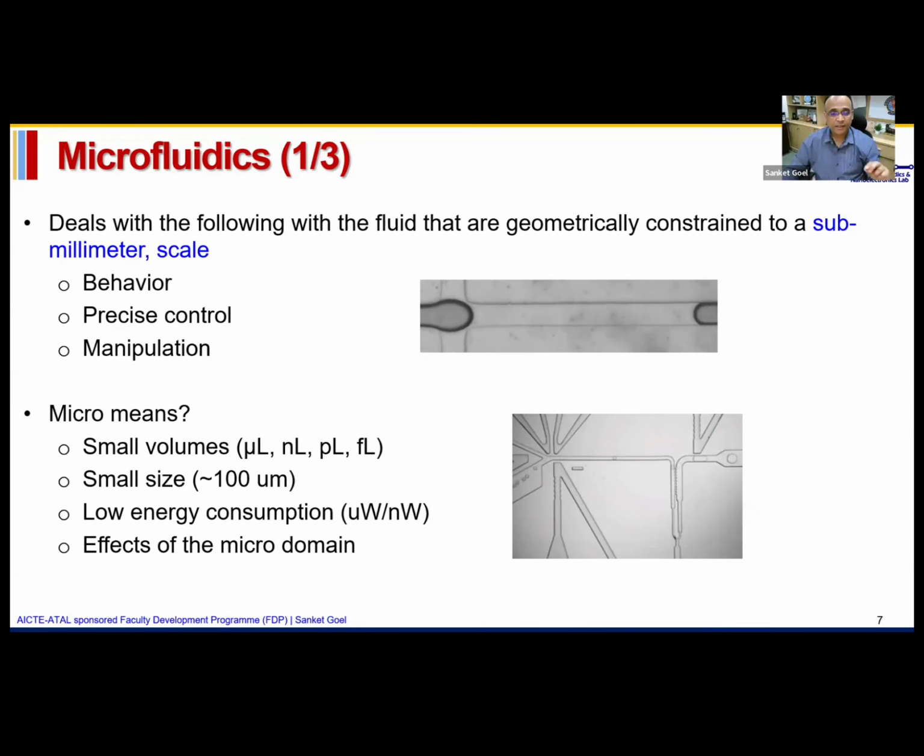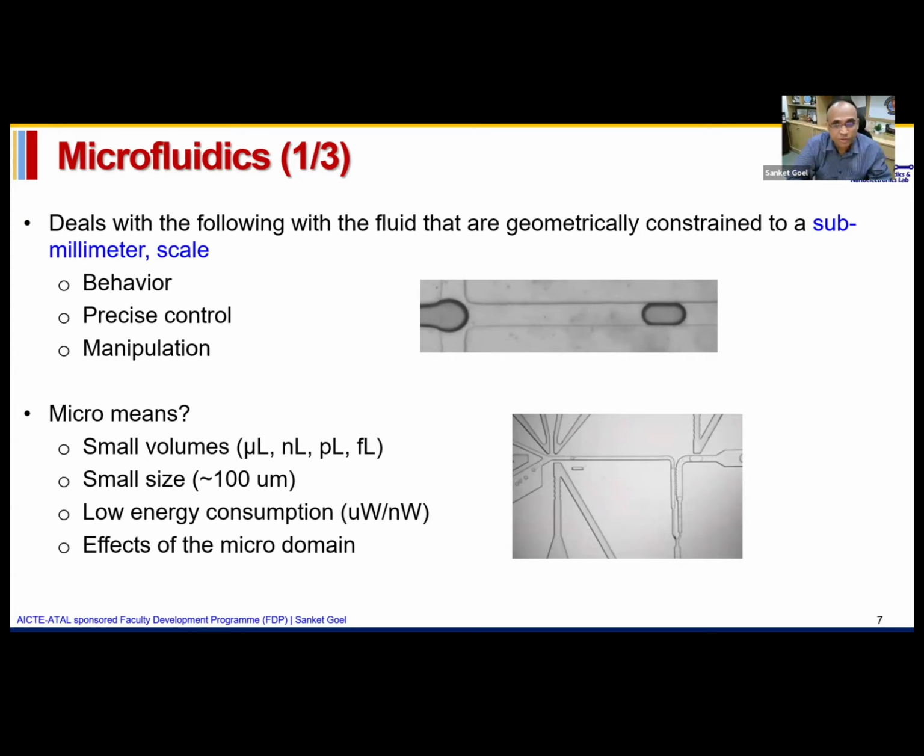Because you can see that if the volume is like picoliter or femtoliter, the volume goes by 4/3 pi R cubed. So you can find out what kind of dimensions we are talking about. So small size, nanometer to micron scale. And because the volume is small, the size is small, the energy consumption is extremely, extremely small. That is another facet of microfluidics, and all the effects of the microdomain.